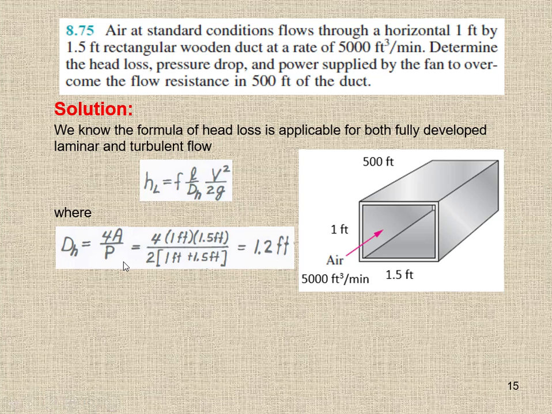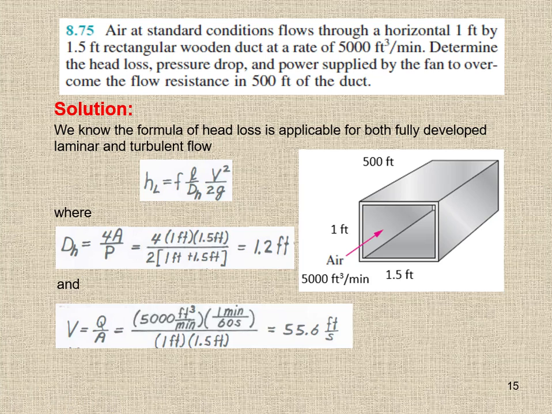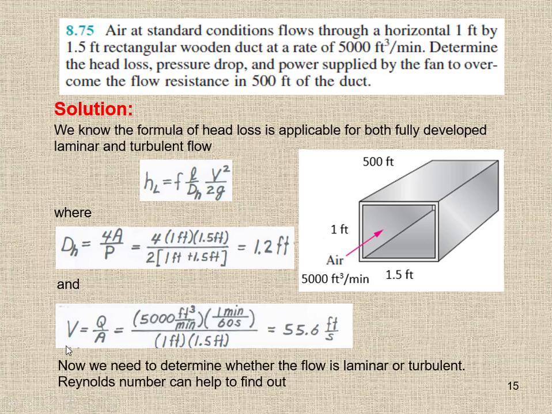So what is the type of flow? To determine the flow we have to use the Reynolds number. For the Reynolds number we need velocity, because the volume flow rate is given. The volume flow rate was given in feet cubed per minute, but it is supposed to be in feet cubed per second, so we converted it. Here we calculated the velocity, which is 55.6 feet per second. Now the hydraulic diameter is known and the velocity is known, so we can calculate the Reynolds number.